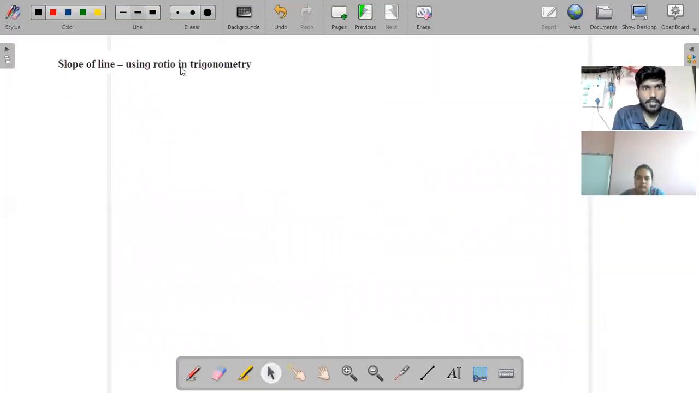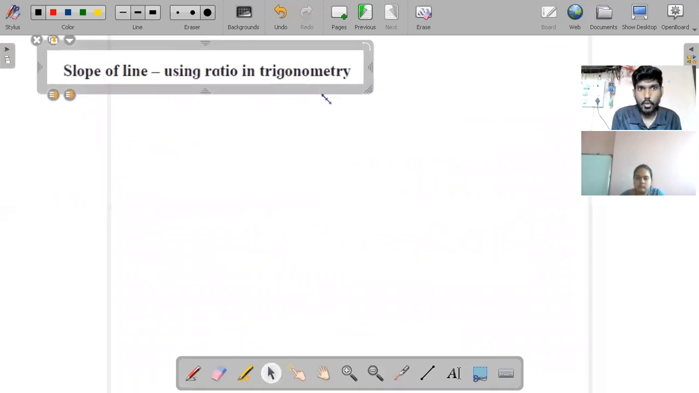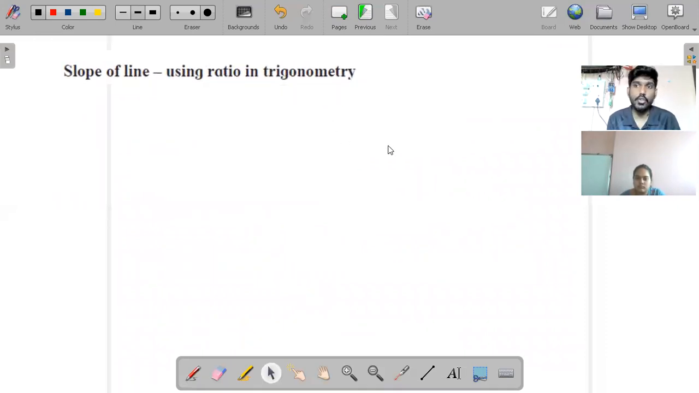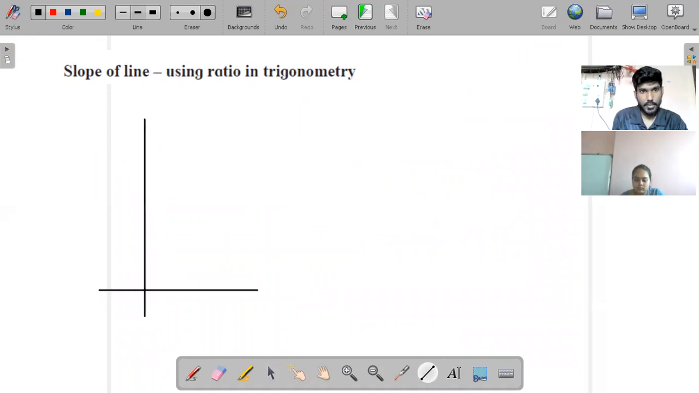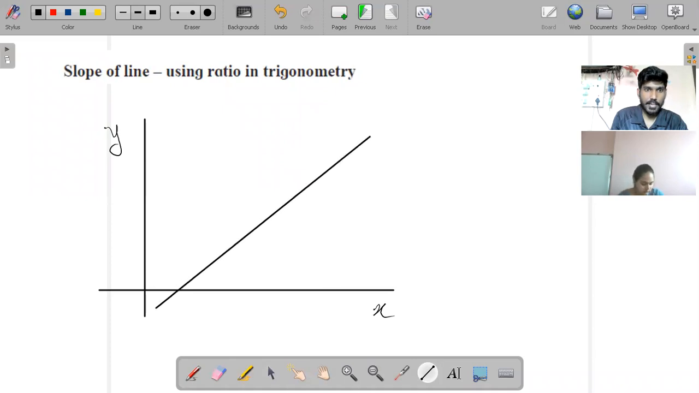Okay. The next concept is slope of a line using trigonometric ratio. So this is one second formula. Suppose you have the x-axis and y-axis. This is x and this is y. And suppose this is the line. I want to find out the slope of this line.